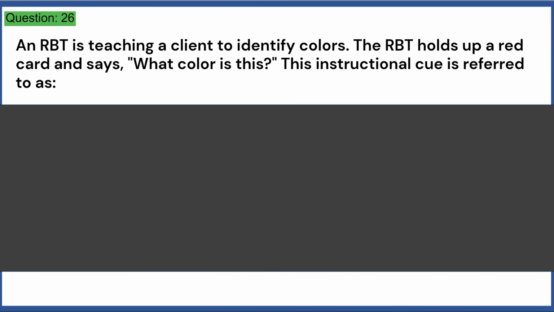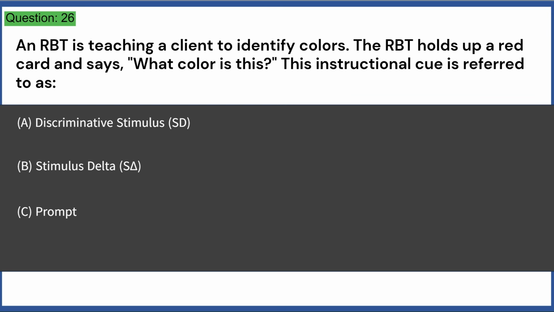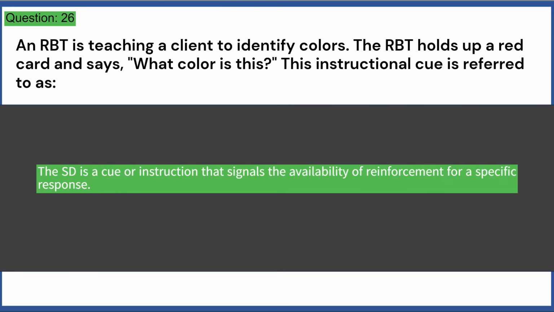An RBT is teaching a client to identify colors. The RBT holds up a red card and says, "What color is this?" This instructional cue is referred to as: A. Discriminative stimulus, SD, B. Stimulus delta, S delta, C. Prompt, D. Reinforcer. Answer, A. The SD is a cue or instruction that signals the availability of reinforcement for a specific response.